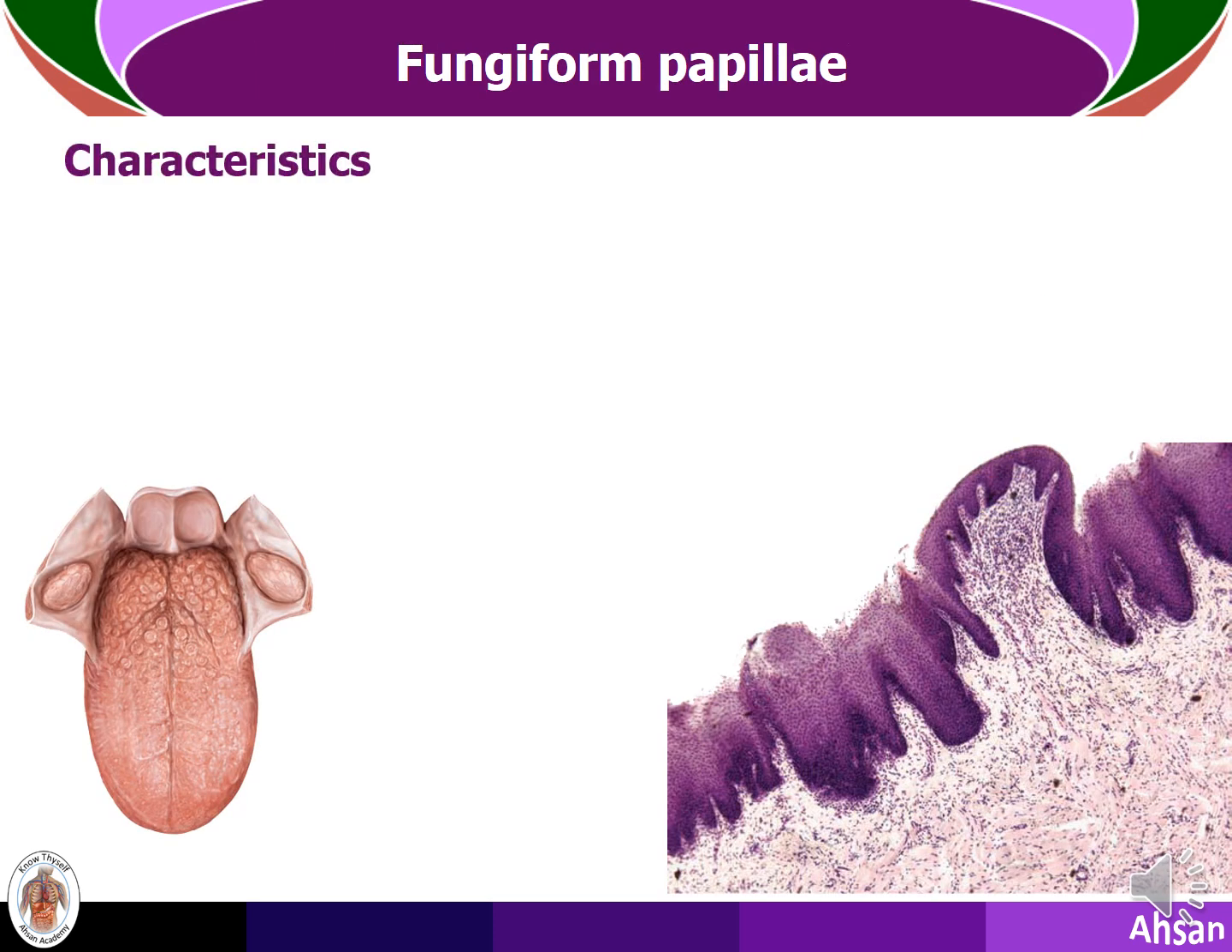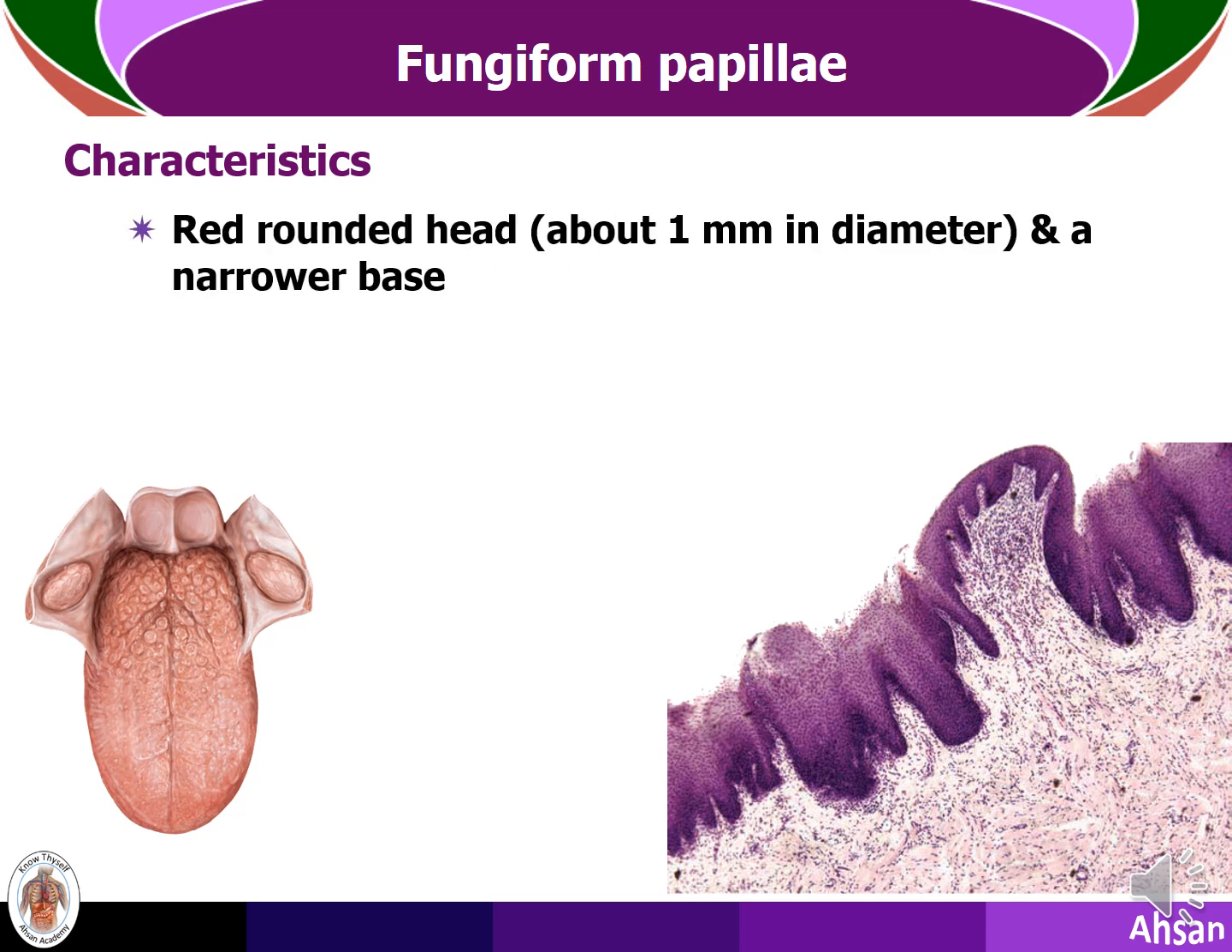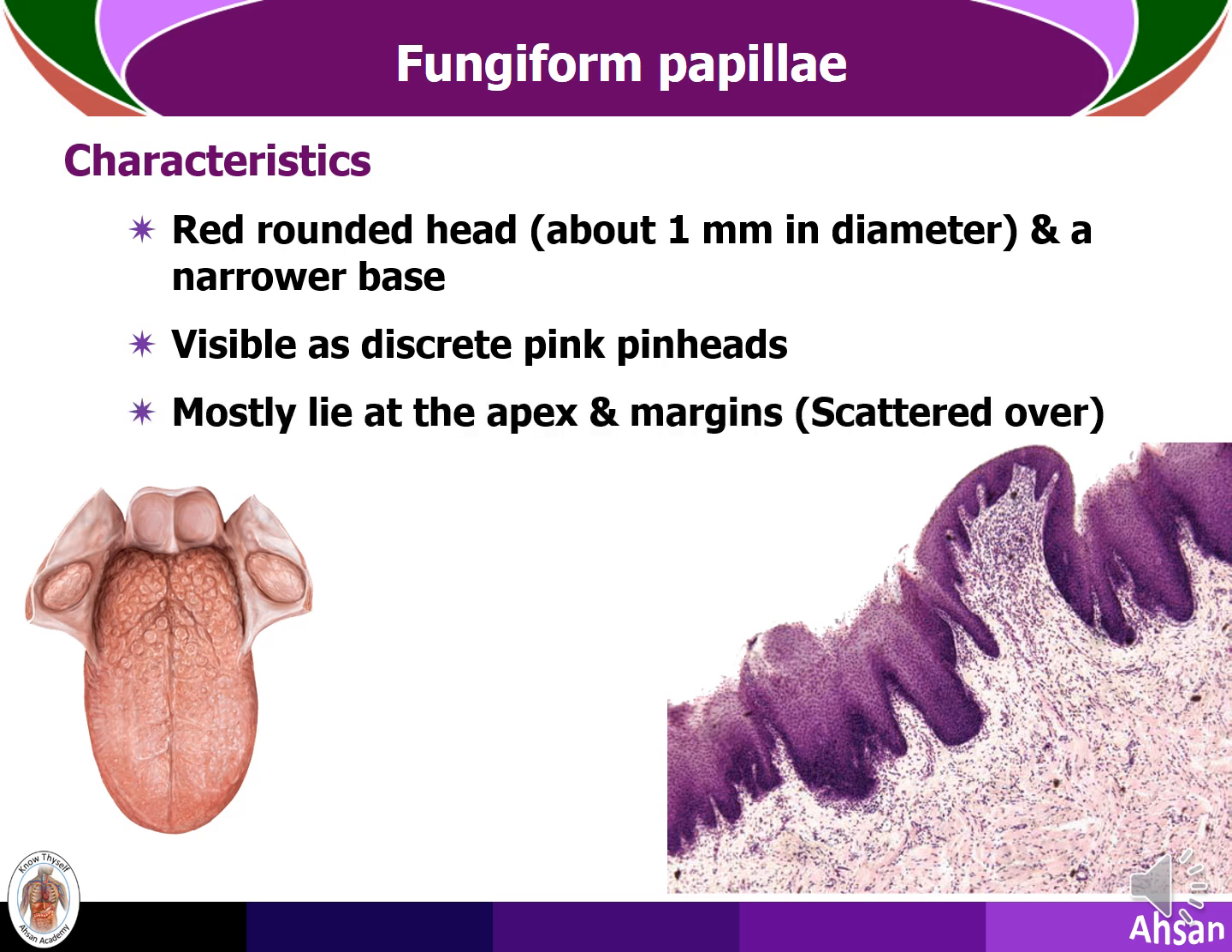Fungiform papillae are relatively numerous, and are present all over the dorsum of the tongue in the anterior two-thirds. They have a reddish rounded head, may be up to 1 millimeter in diameter, with a narrow base. They are visible as discrete pink pinheads. They are mostly present near the apex and margin of the tongue.